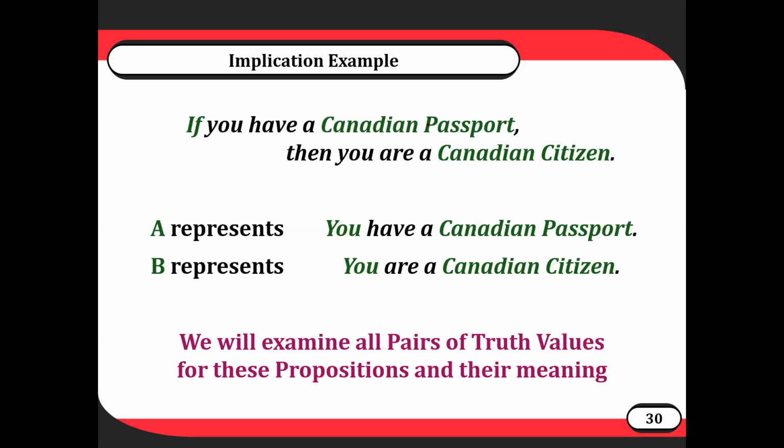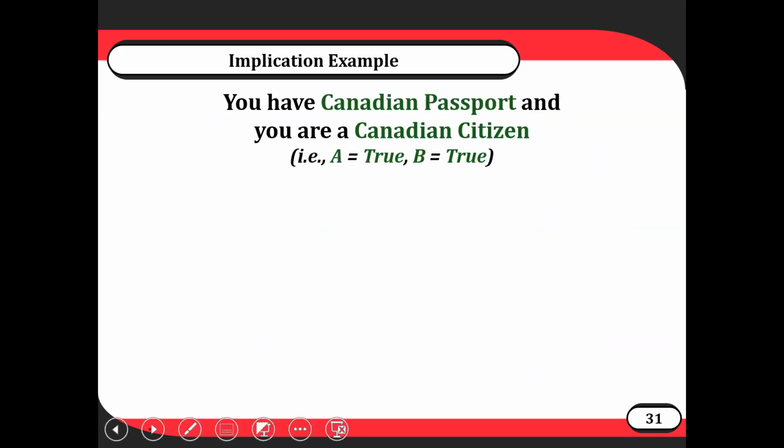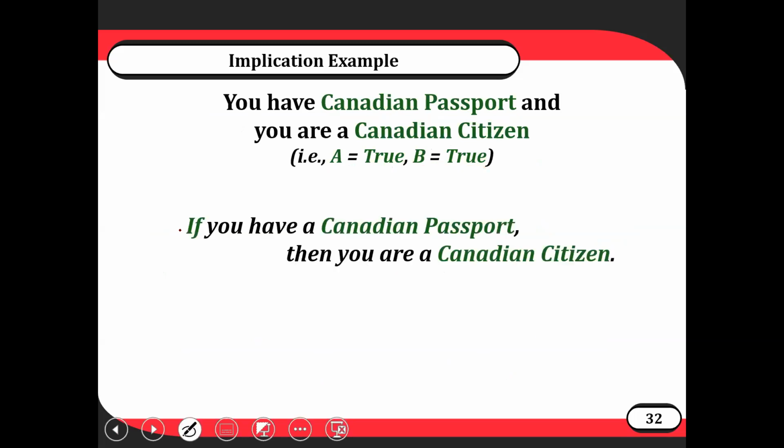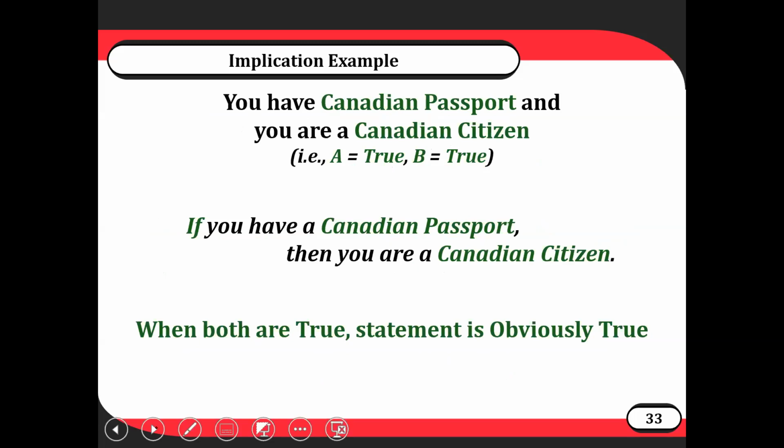Okay. So we're going to examine all the pairs of truth values and the propositions and look at their meanings. So you have a Canadian passport and you are a Canadian citizen. So A is true and B is true. Now our law, our proposition, our implication is if you have a Canadian passport, then you are a Canadian citizen. So if both of these things are true, then there's no problem. So when both are true, this statement is obviously true. That should be clear.